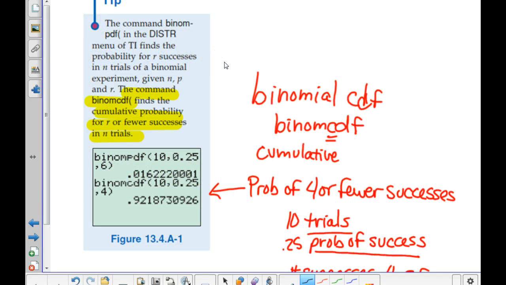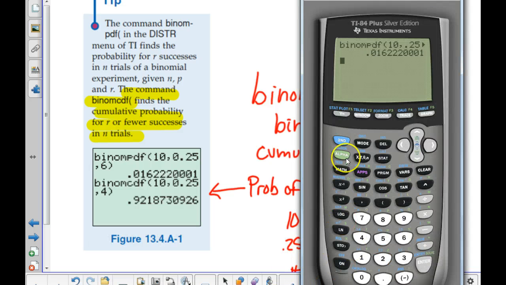CDF is much more complicated. There is also a command that says binomial CDF. This means the cumulative probability of R or fewer successes. If the question is worded that way, it's really easy. When the question is worded differently, it's more complicated. Okay? So if we want to get 4 or fewer successes, so what's the chance you get 4 or less, right? So this time pick Binom CDF.